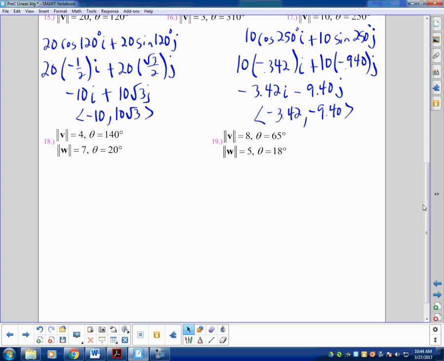Yeah, let's just do 19. So it says find the magnitude and direction of their sum, v plus w. Sketch the vectors and their geometric sum. Okay. So we'll go ahead and do that. So draw an XY grid.